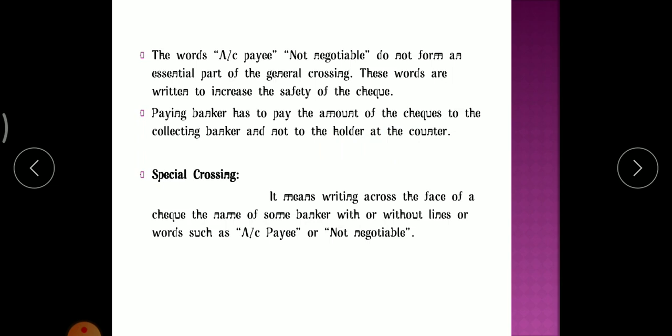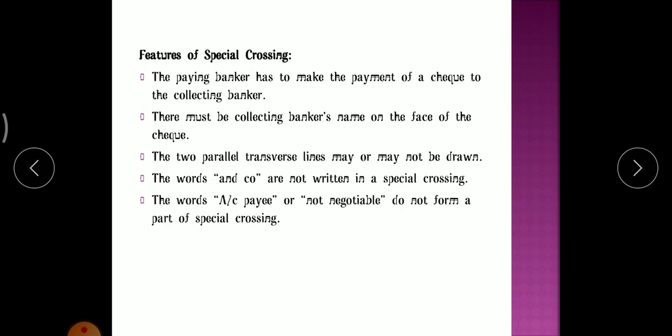That was general crossing. Now special crossing. It means writing across the face of the check the name of some banker, with or without lines or words such as 'account payee' or 'not negotiable'. So what's the difference here? Though in general crossing 'account payee' and 'not negotiable' are also written, in special crossing the name of some banker, with or without lines, is written across the face of the check. So what are the features? Let's see.